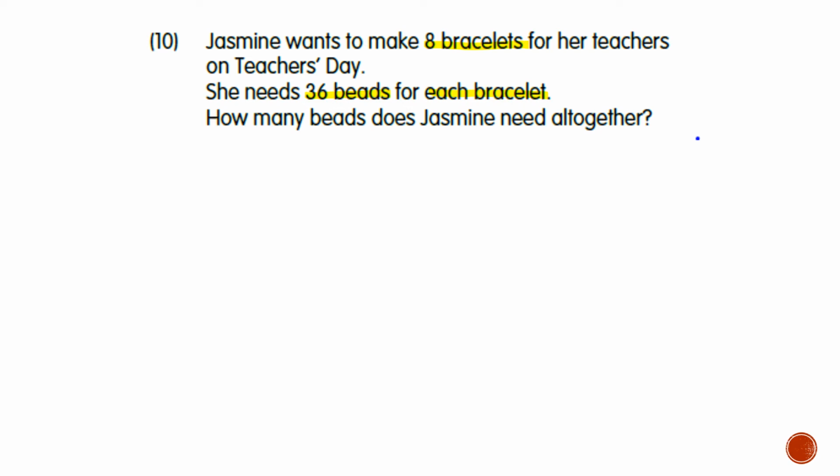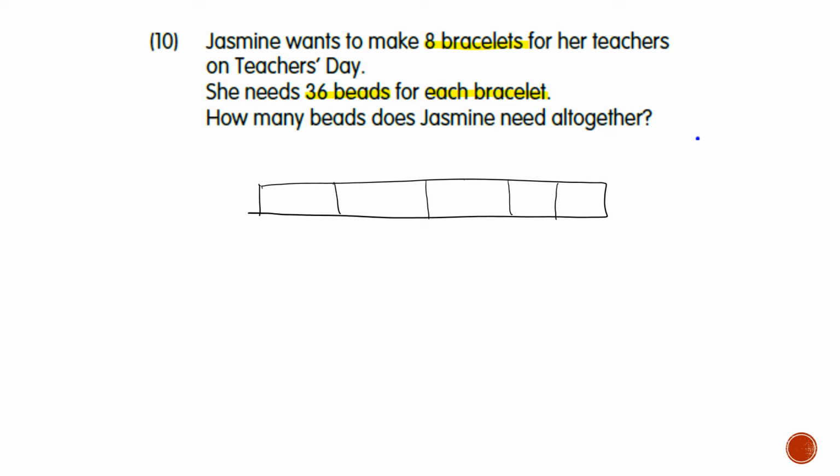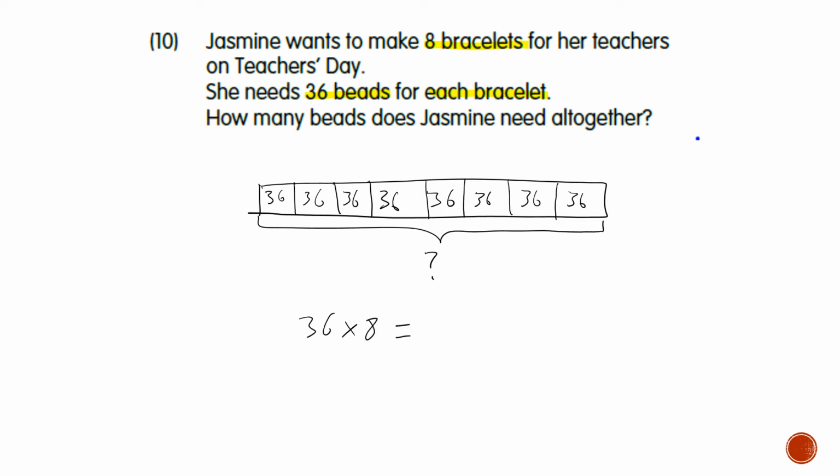So again, grouping concept. I draw 8 boxes, just very quickly. Each box 36. Sorry, each bracelet 36. And then how many beads in total? So this one is a multiplication problem. 36 times 8. You should be able to work it out yourself, and you get 288 beads altogether. You have to show the working even when you do your corrections.